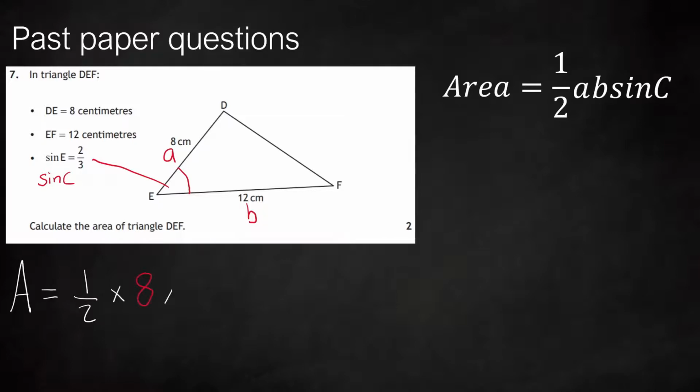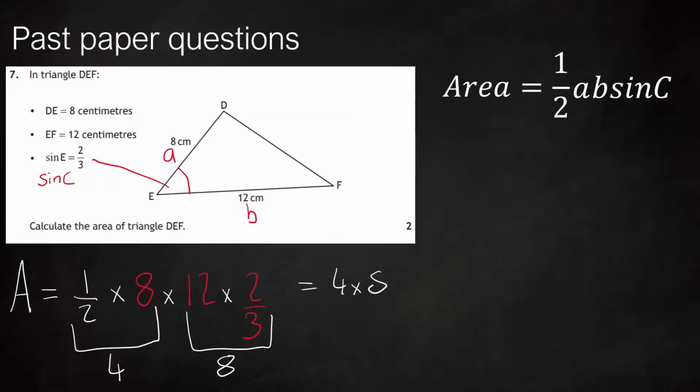Okay, so the area is a half times our A and B, which is 8 and 12, and then times sine C, and sine C here is just 2/3, like it's given in the question. Let's work this out in 2 steps. So let's do a half times 8 first, which gives us 4. And then the 12 times 2/3 gives us 8. And the way you do that, non-calc, is just divide by 3 to give you 4, and times it by 2 to give you the 8. And that gives us 4 times 8, which is just 32. And in the question, it was in centimetres, so we need to remember to put our answer in centimetres squared.